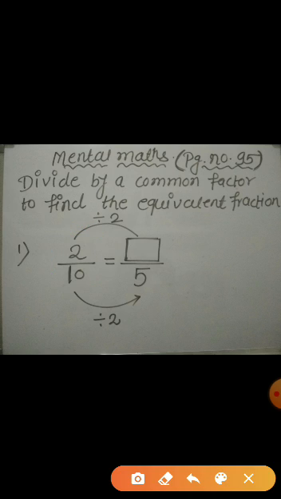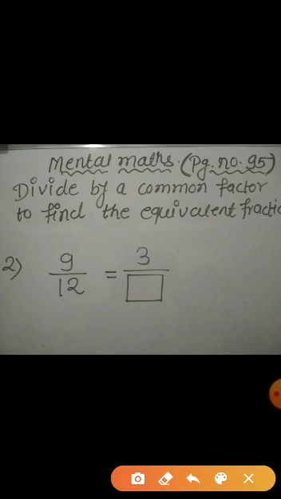Now, here you can see that 10 is divided by 2. So we get 5, right? Since the denominator is to be divided by 2, we need to divide the numerator by 2 as well to find the equivalent fraction, right? So when you divide numerator 2 by 2, what will you get? 1. Hence, here the missing number is 1 only, and 1 upon 5 is the equivalent fraction of 2 upon 10.